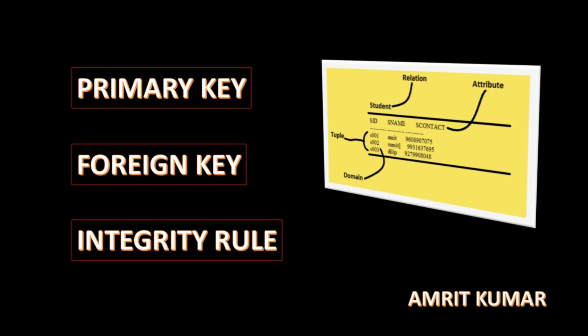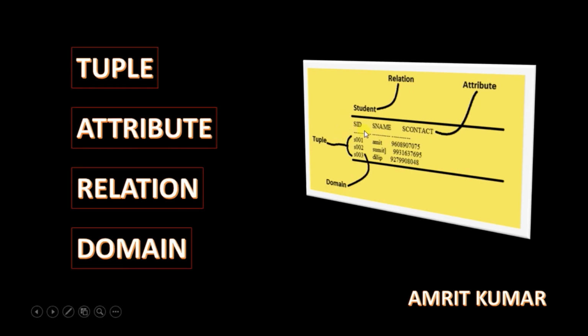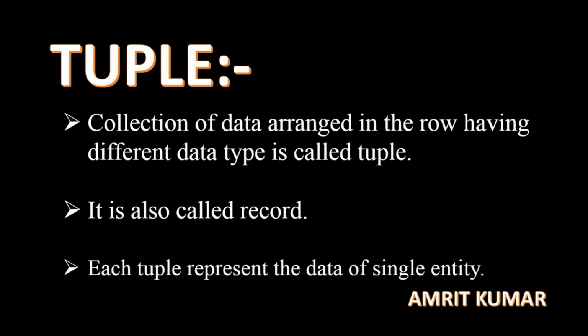So I have an example of this, that this is what we call tuple, because it is the collection of data, our data is S001, Amrit, and this is the contact. So this is what we call tuple. So all the record is the tuple, because it is the collection of the data arranged in the row having different data types.